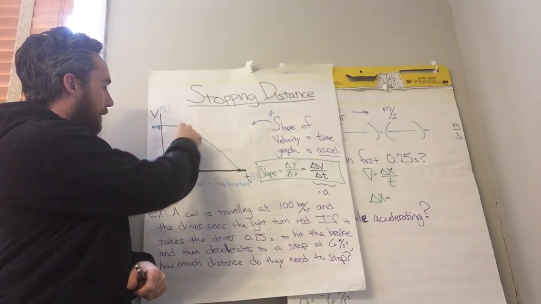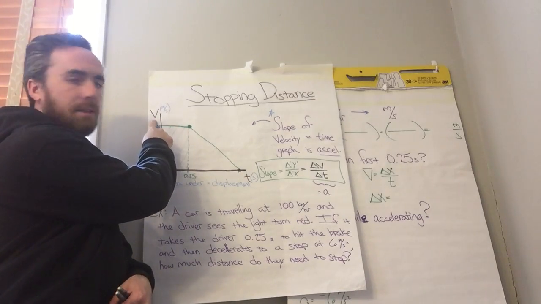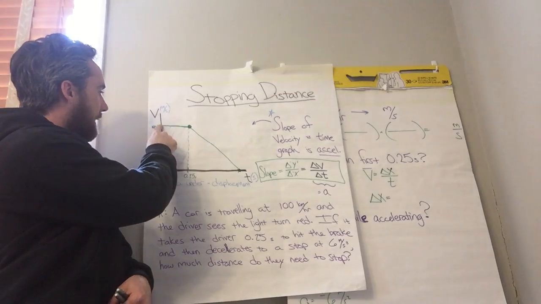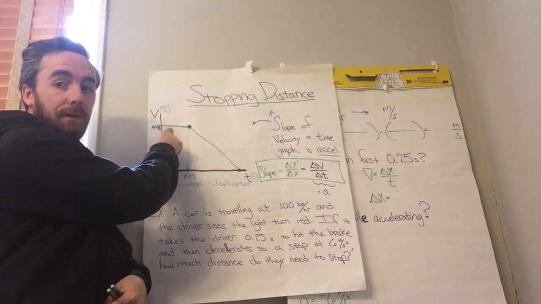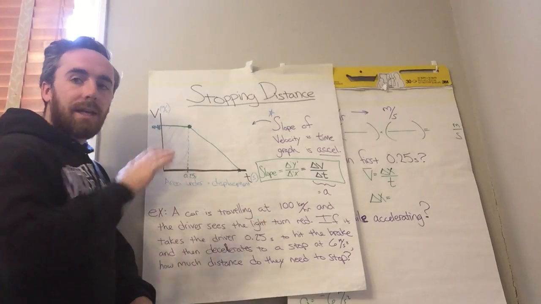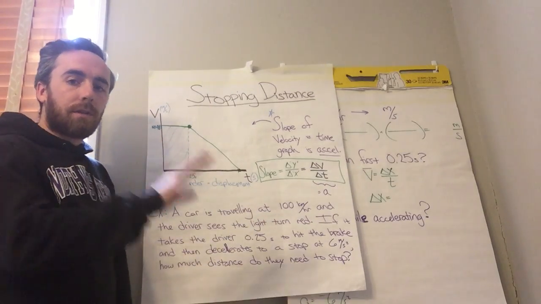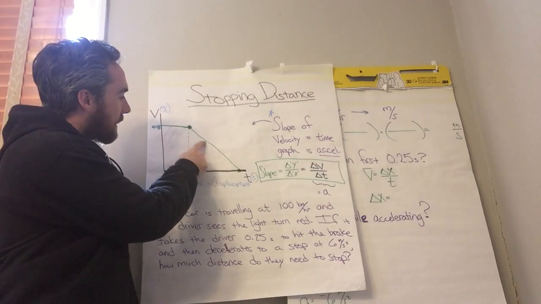So they're going that speed for the entire 0.25 seconds. Because remember, this is plotting how fast they're going. So at 0 seconds, they're going that fast. At 0.1 seconds, they're still going that fast. At 0.2 seconds, they're still going that fast because they haven't started to slow down. The drivers are moving their foot over to the brake. Then, at 0.25 seconds, that's when they hit the brake and they start to slow down.